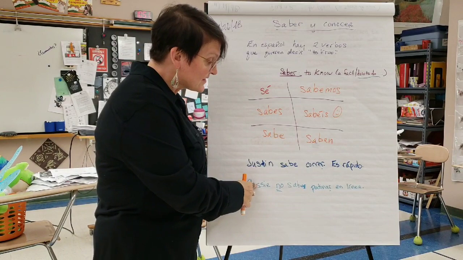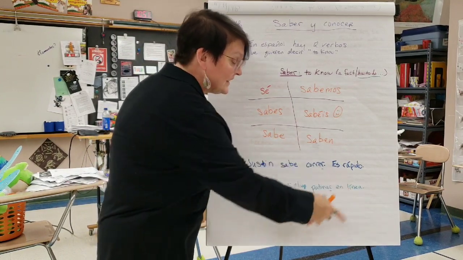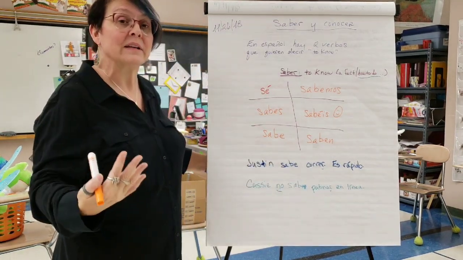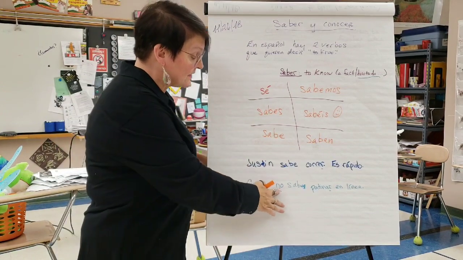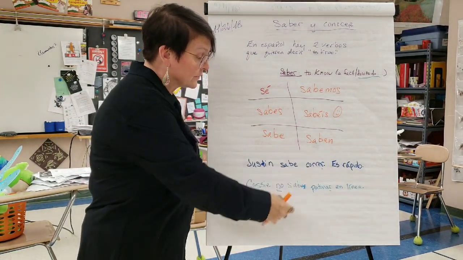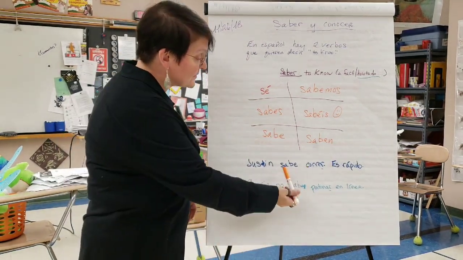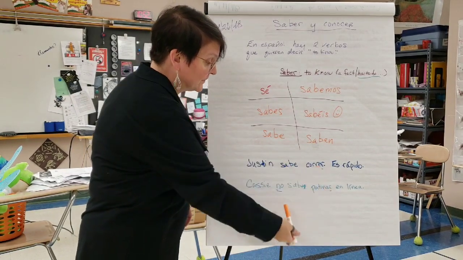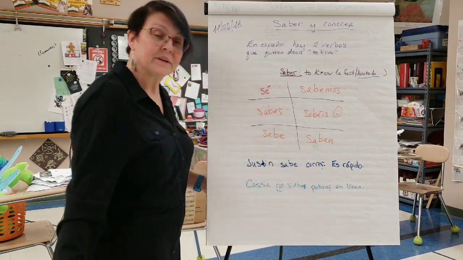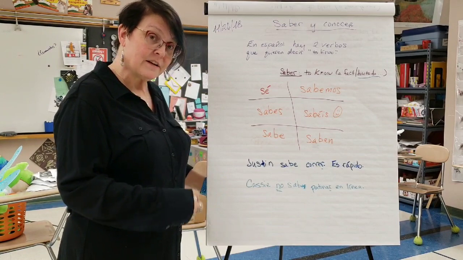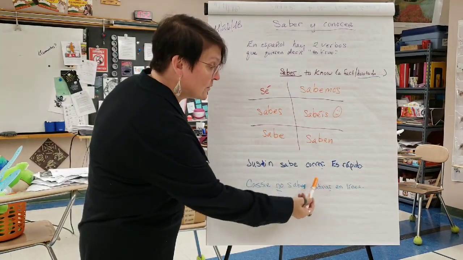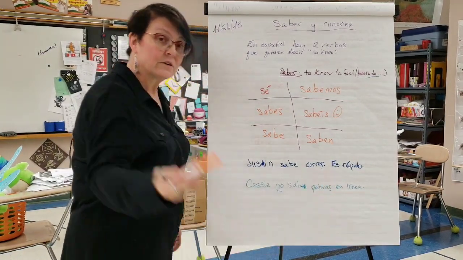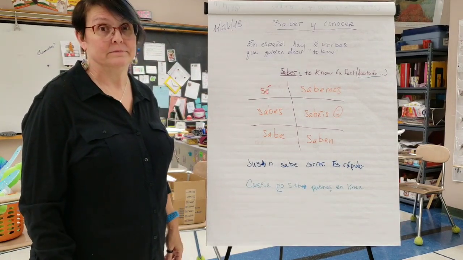So, Cassie no sabe patinar en línea. Cassie does not know how to inline skate. So, this is where you put the negative. It's before the verb. Now, you'll notice there are 2 verbs here, sabe and patinar. The first verb is conjugated. The second verb, yeah, leave it alone. If it doesn't end with the letter R, you're doing it wrong.